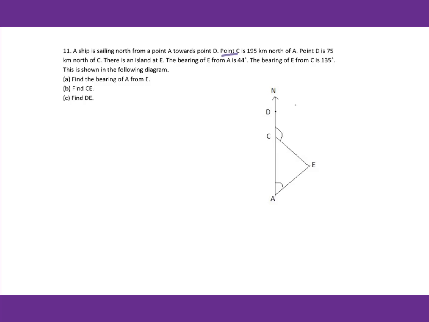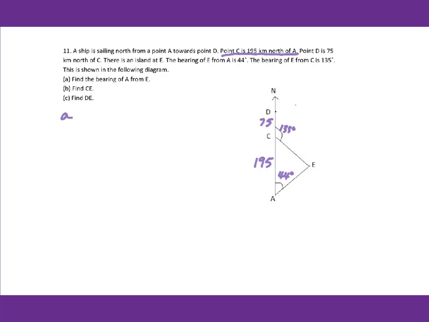For number 11, according to this information, we can label this diagram. We got point C is 195 kilometers north of A. That means this one is 195. Point D is 75 kilometers north of C. So 75. Then the bearing of E from A is 44 degrees. So we got 44 degrees. Then the bearing of E from C is 135 degrees.